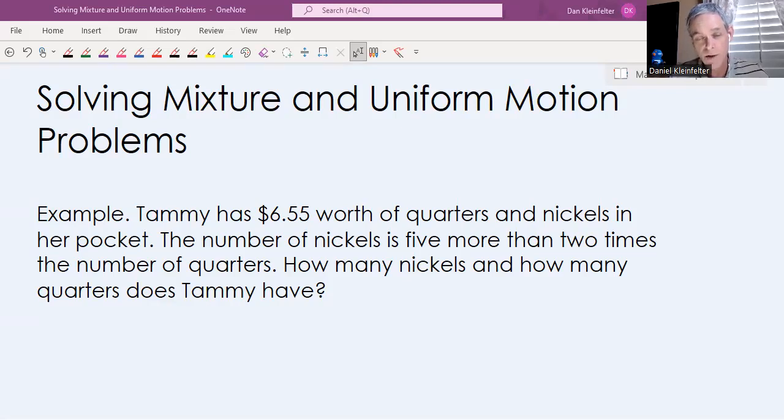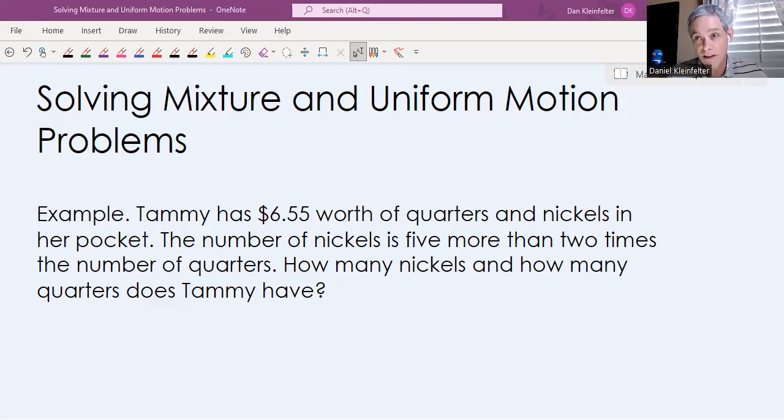Usually it's almost always two things, and there's two attributes to the two things. So in this first example, it's about a mix of quarters and nickels in Tammy's pocket. One feature of the nickels and quarters is their value in dollars. A quarter is worth 25 cents and a nickel is worth 5 cents. So that's one quantity that's involved, the value in dollars.